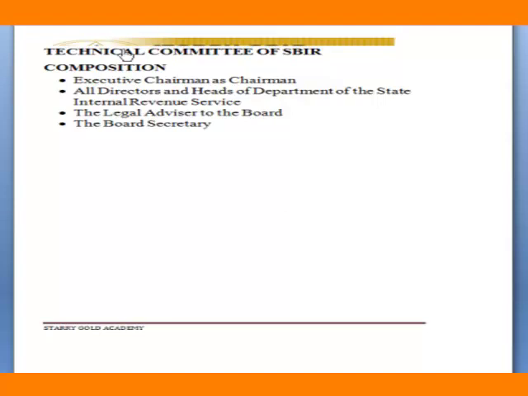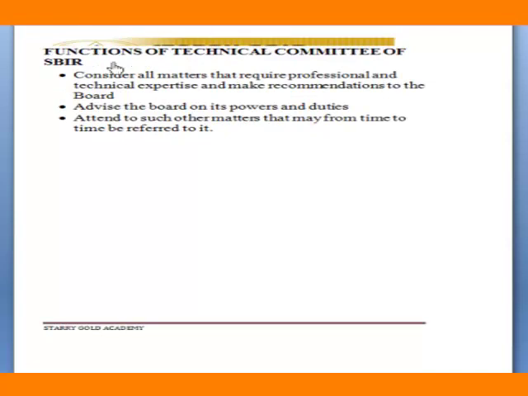For the technical committee of the State Board of Internal Revenue, just like we had a technical committee of the FBIR, the composition is made up of the executive chairman as chairman, all directors and heads of department of the State Internal Revenue Service, the legal advisor to the board, and the board secretary. Okay. All right. What are their functions? They consider all matters that require professional and technical expertise and make recommendation to the board. They advise the board on its powers and duties. They also attend to such other matters that may from time to time be referred to it.